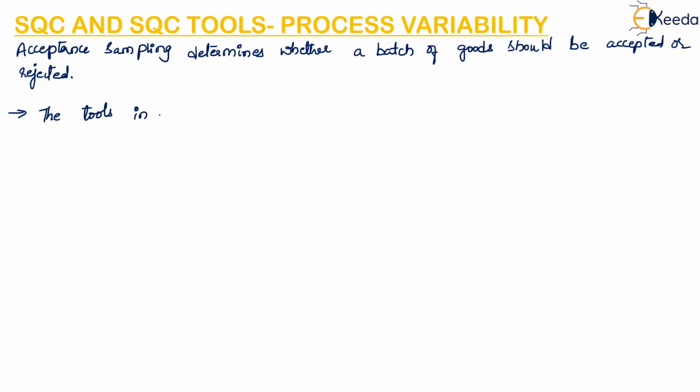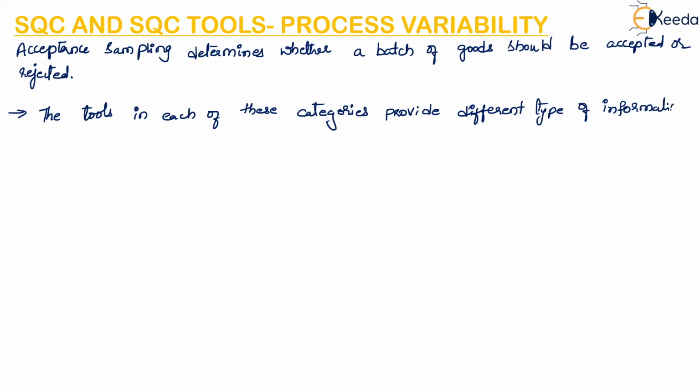The tool in each of these categories provide different types of information which is used to analyze the data. So all these three subcategories of statistical quality control have different kinds of tools. So the tools in each of these categories provide different type of information about the quality of the product, which can be used to analyze the quality.